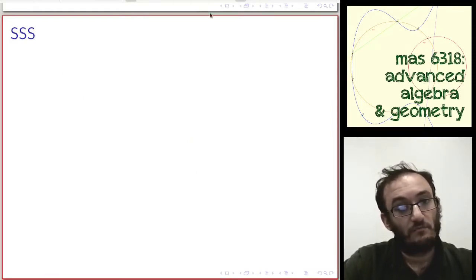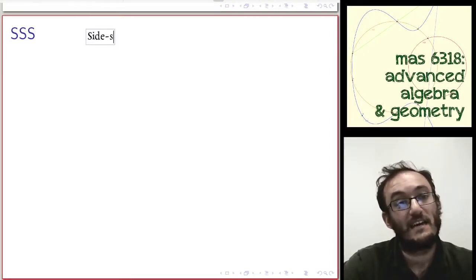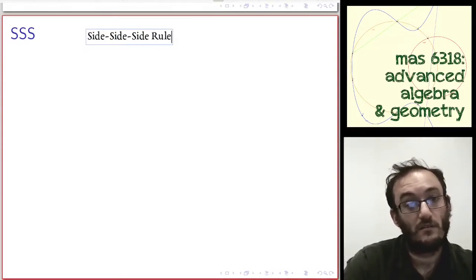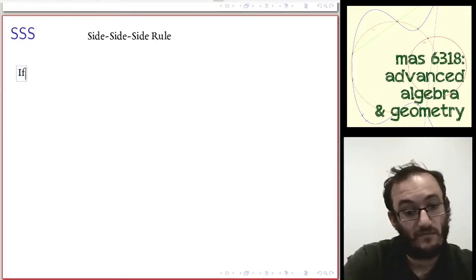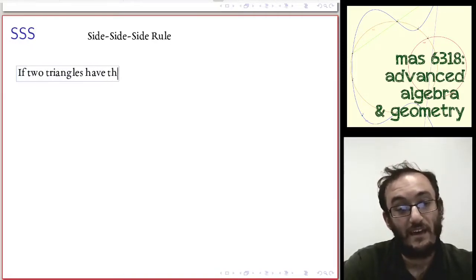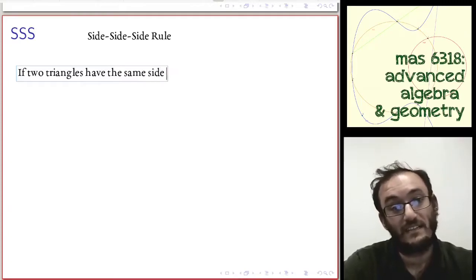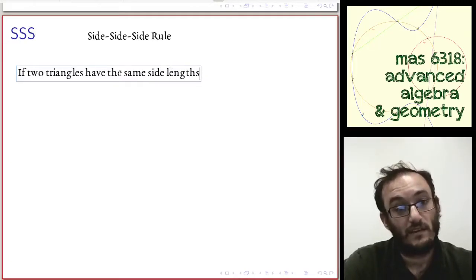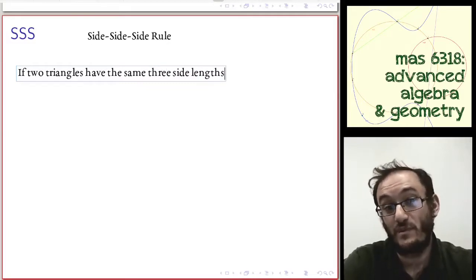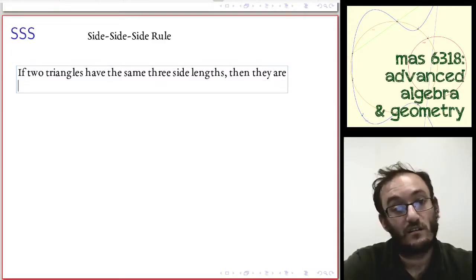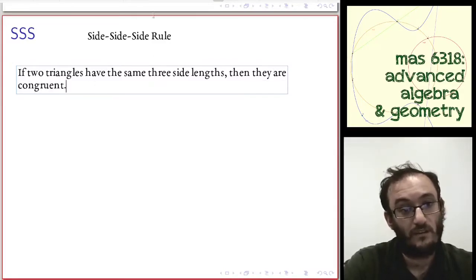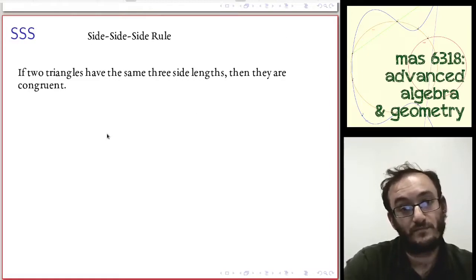Okay. You might remember this from high school. SSS is the side-side-side rule. Okay, and the idea here is if two triangles have the same side lengths, and since it's three sides, it's the same three side lengths, so all of the side lengths are determined, then they are congruent.